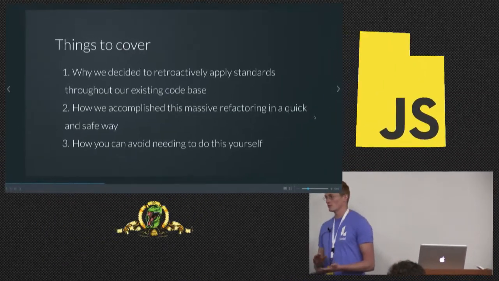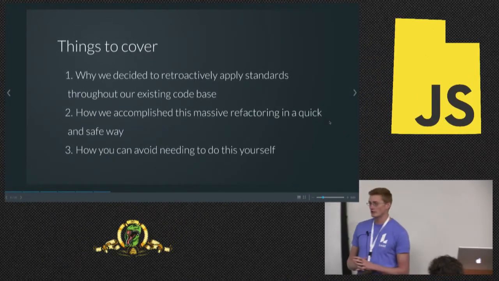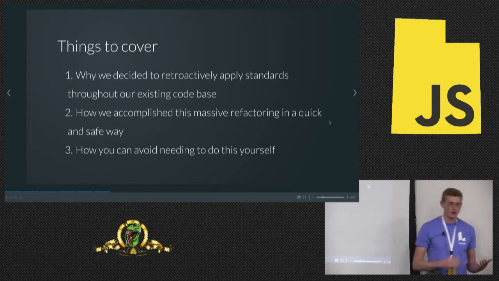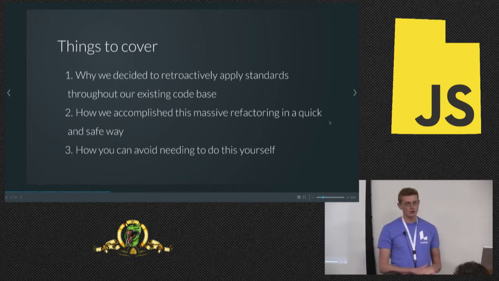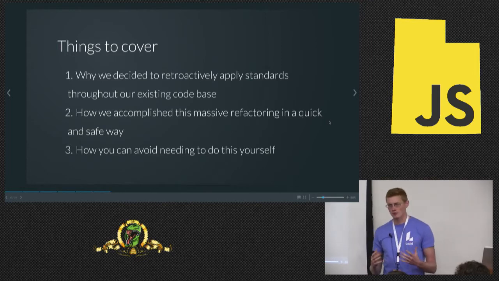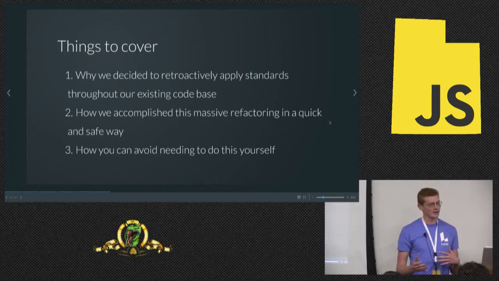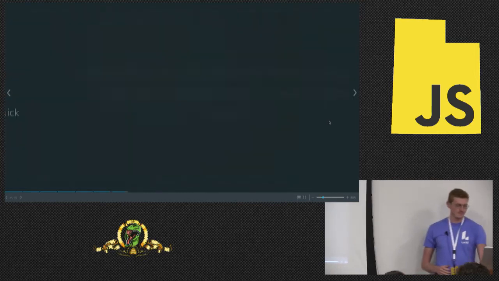I want to cover three overarching ideas. One, why we decided to dedicate resources to refactoring code and not writing new features. Two, how we went about doing those, some of the questions that we had to answer and problems we had to solve for ourselves. And then hopefully a little bit of advice on how you can avoid needing to do the same massive style refactoring that we did.